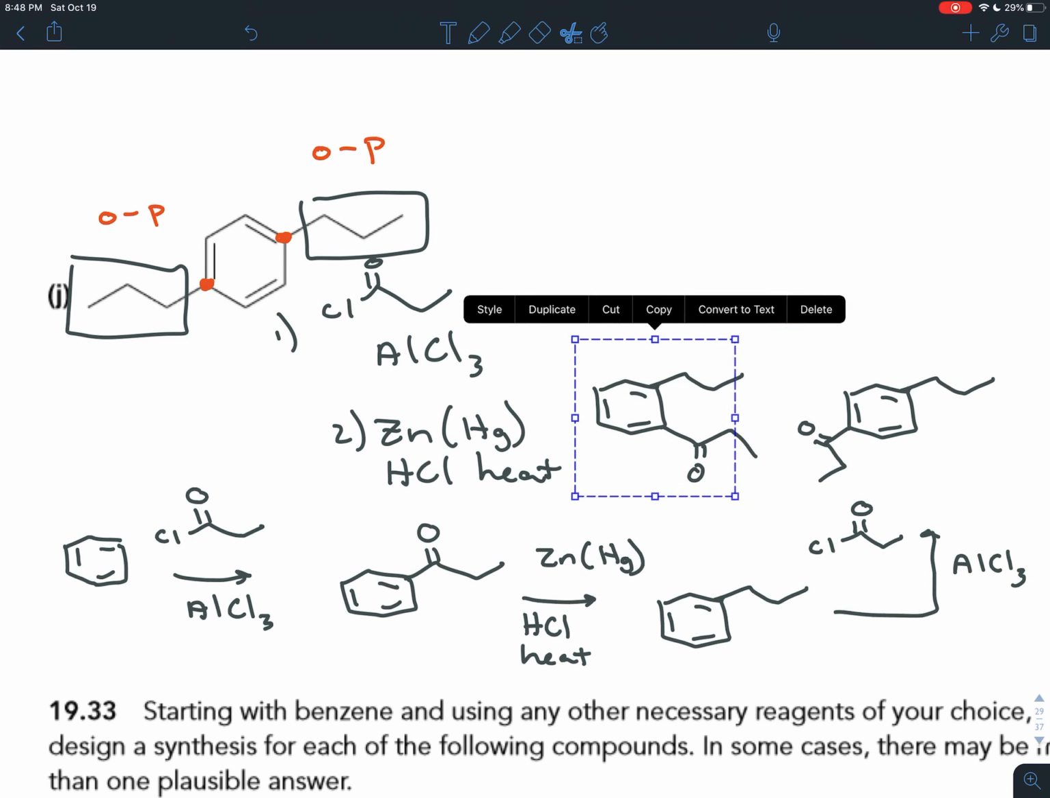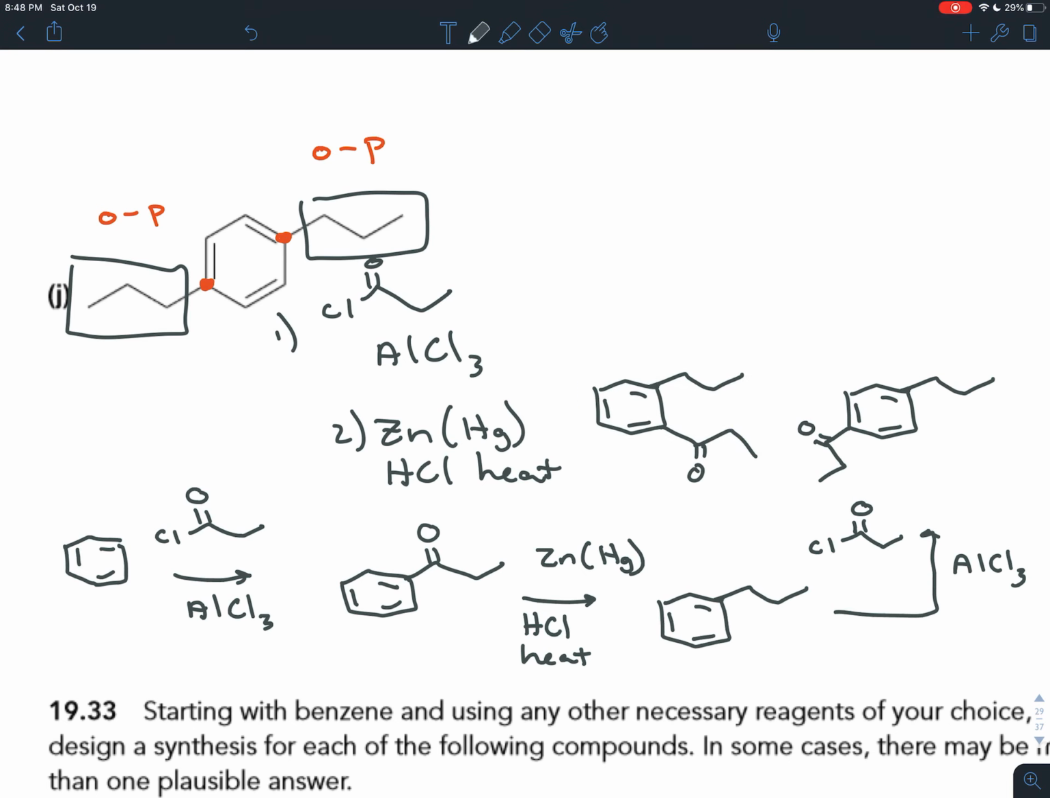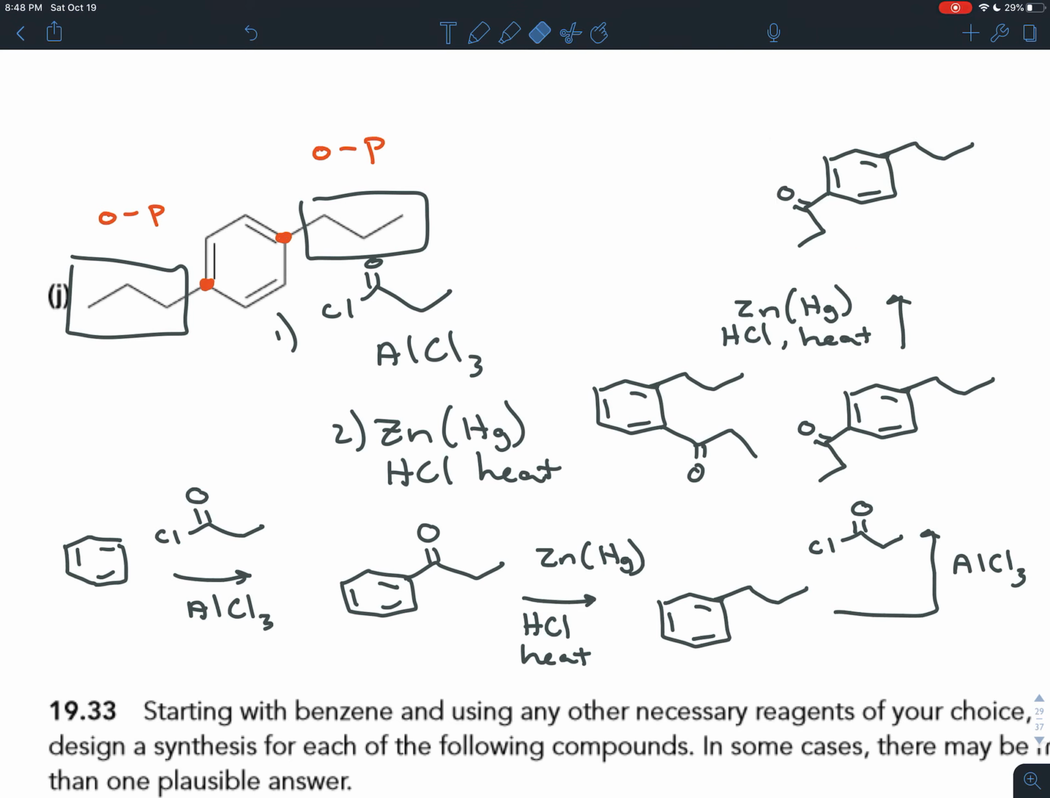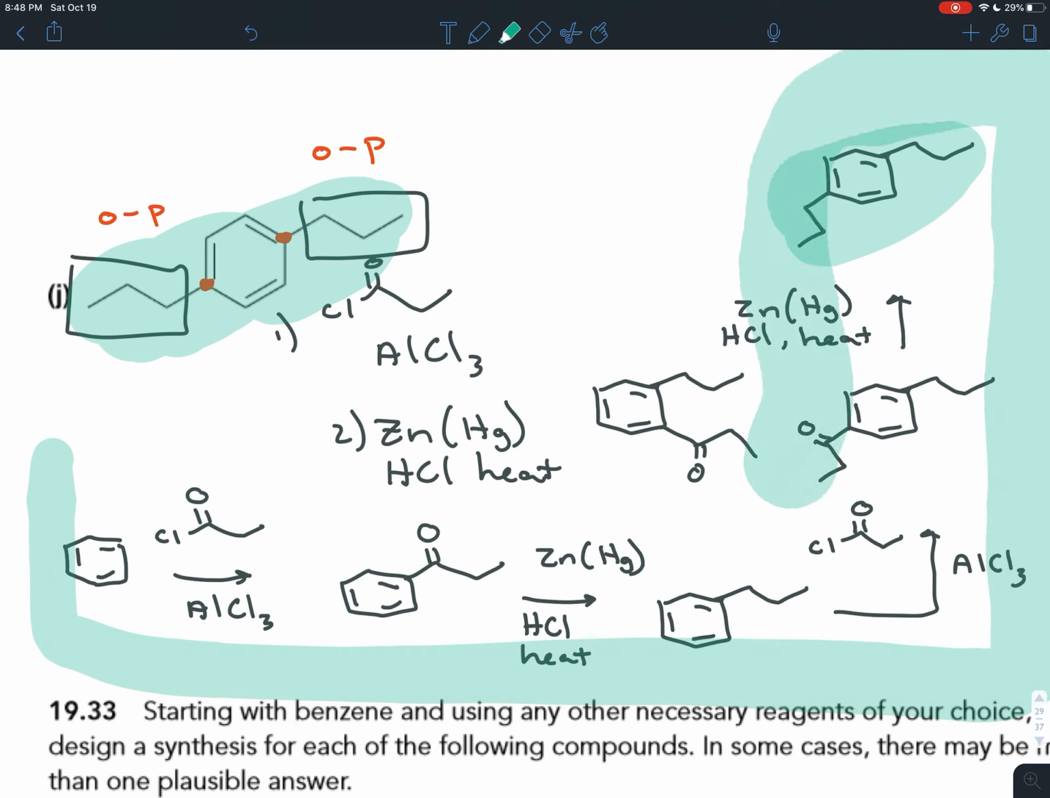So we'll leave the ortho product to the side. In the laboratory, we'd have to separate those through chromatography or distillation, but then we could just reduce them once we've separated them. And we would have this same molecule but without the acyl group. And that's the molecule we want. So this synthesis here would be a valid synthesis for creating that disubstituted benzene ring.